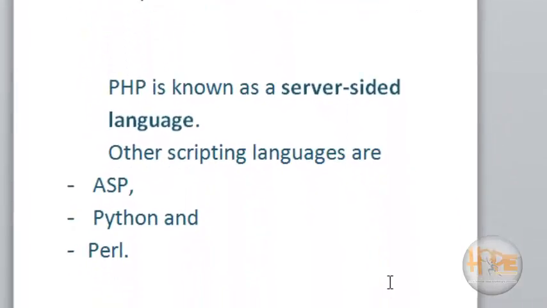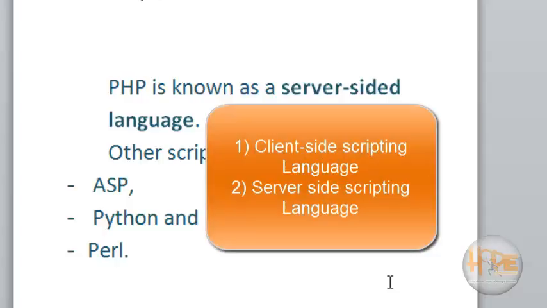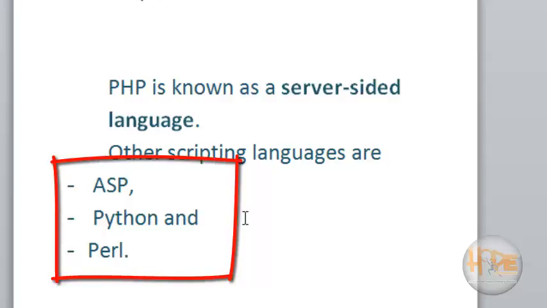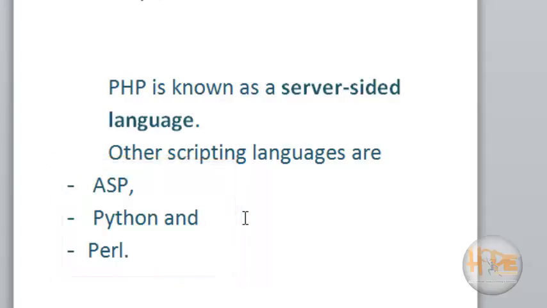PHP is known as a server-side scripting language. There are mainly two types of scripting language: server-side scripting language and client-side scripting language. Client-side scripting language is run on client machine, whereas server-side scripting language run on server. ASP.NET, Python, and Perl are examples of server-side scripting language, and HTML, JavaScript are examples of client-side scripting language.